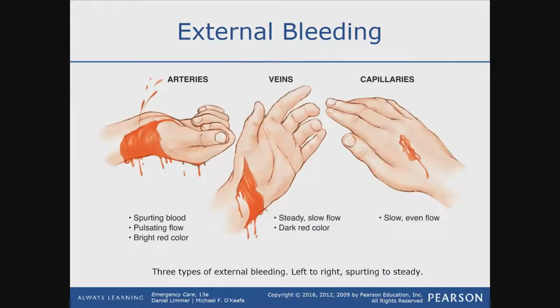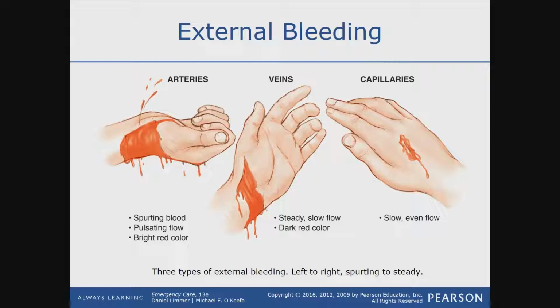All right, so here are your different types of bleeding. Arteries spurt blood because every time that left ventricle contracts, it pushes that blood outward. If there's a cut along the arteries, that blood is going to squirt out with every contraction of the heart. Pulsating flow, and it's bright red because of the oxygen attached to the red blood cell. There's an iron protein in it, and because of that, it turns red, just like how iron and metal rust, it gets a brownish red, kind of the same concept.